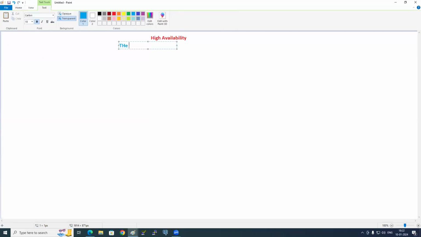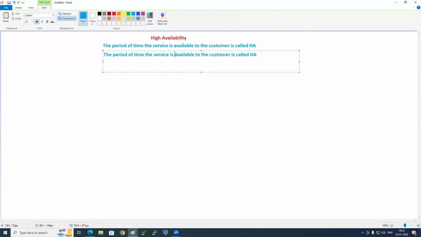So if someone asks what is high availability, you say the period of time the service is available to the customer is called HA, high availability. Or the period of time the service is not available to the customer is called downtime.